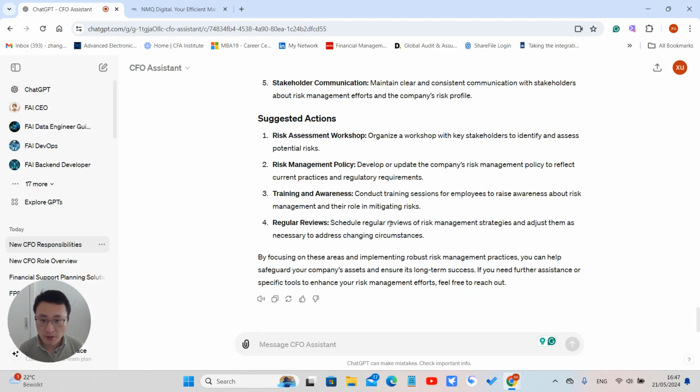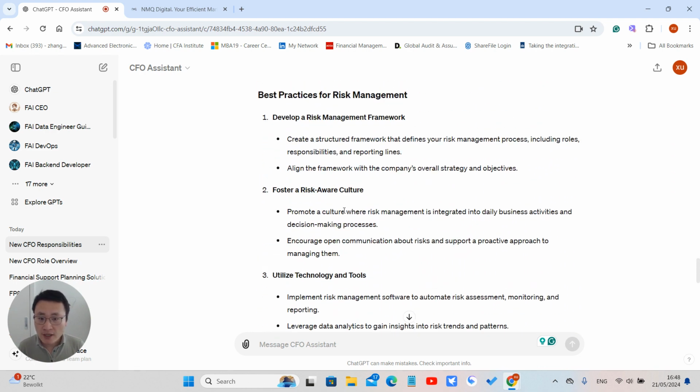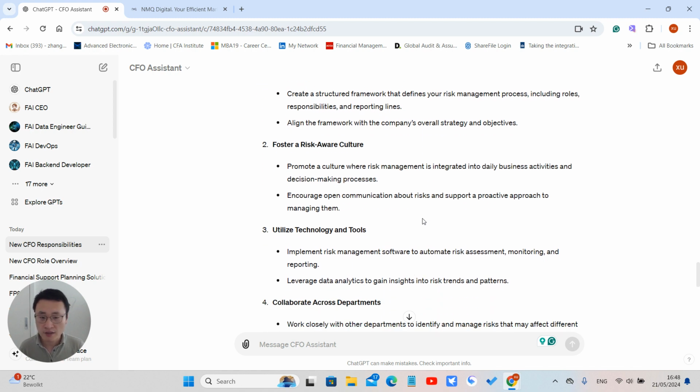Okay, now imagine that we're just new to this role. We are very concerned about risk management, which we have never done before. But within 5 minutes, we have a framework for everything about risk management. So now we'll be more confident to perform the CFO role. And the beautiful thing is, let's say I just don't know what a risk aware culture is about, how to foster this type of culture.